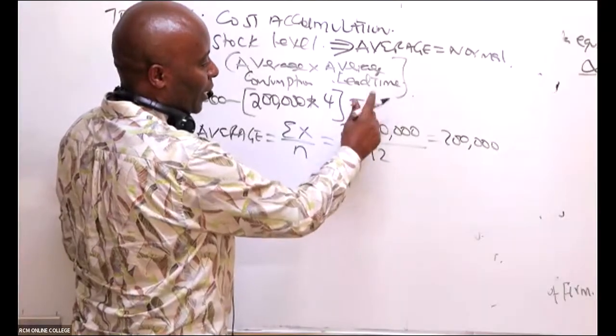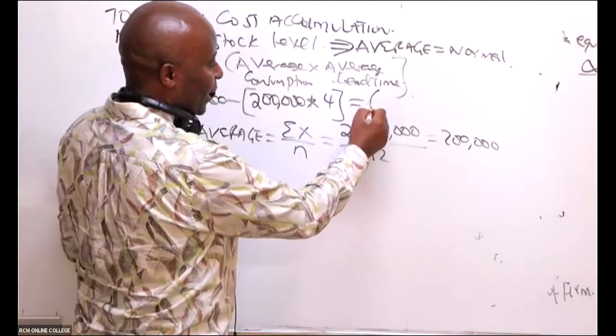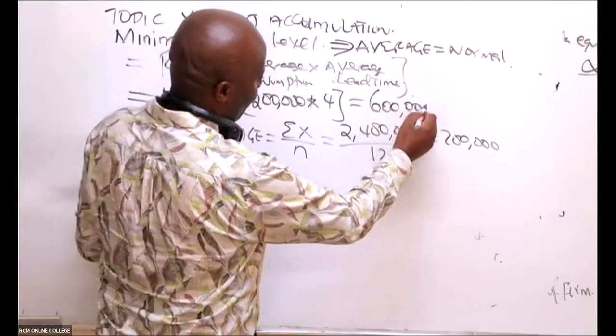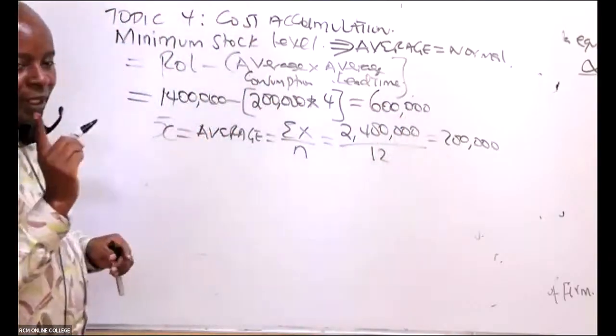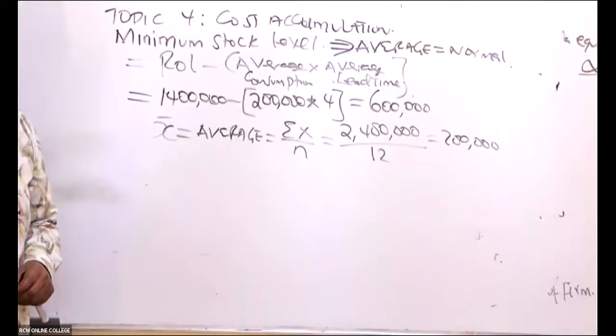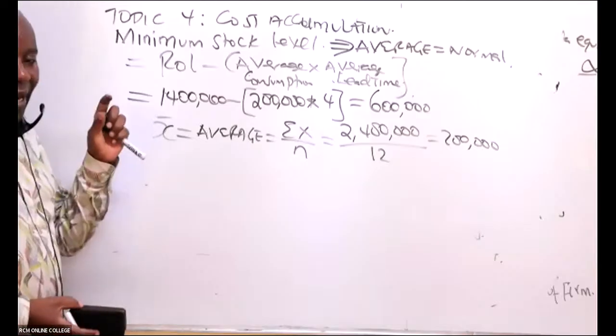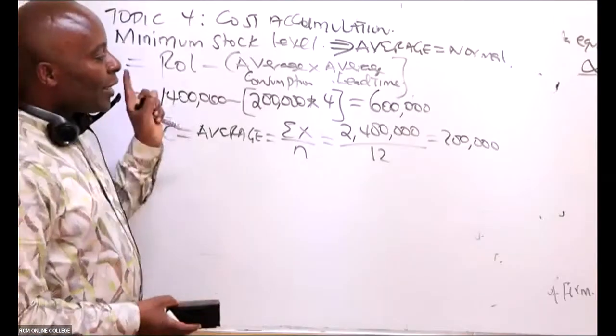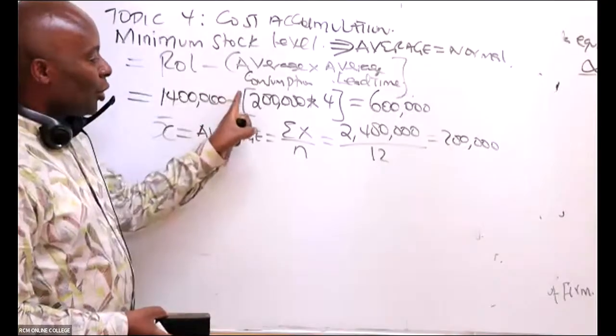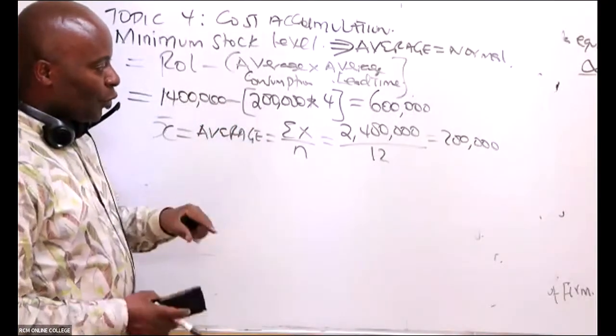What figure shall we get? The final answer is 600,000. Thank you so much. Now, I would want you to listen to me very, very carefully. If you look at the marking scheme given by CIFA, you'll see them giving us these two methods.